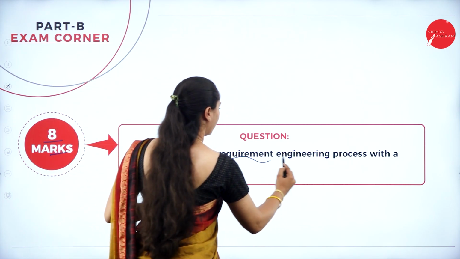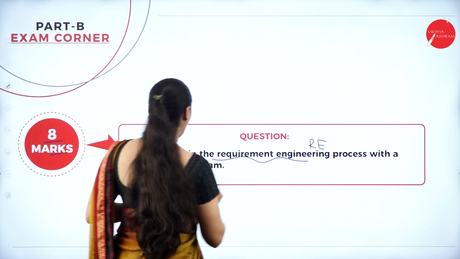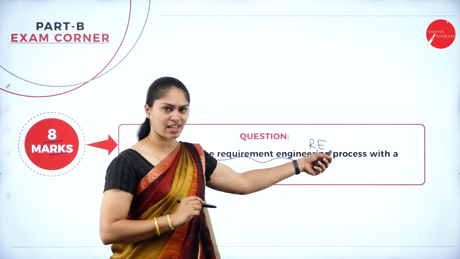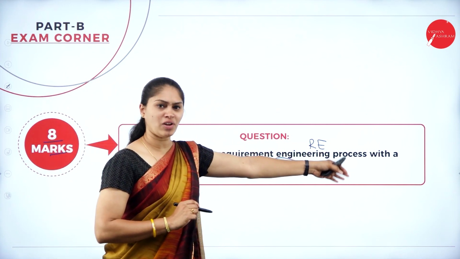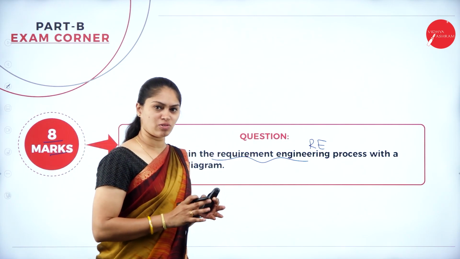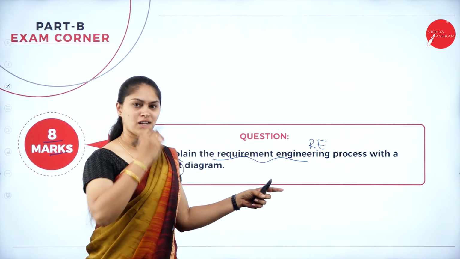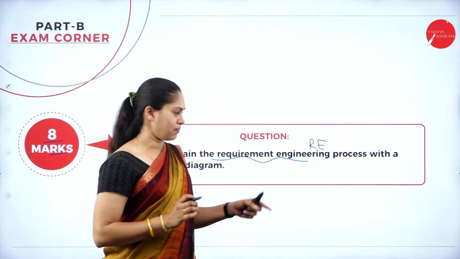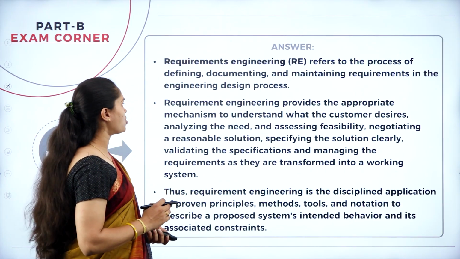Explain the requirement engineering process with a neat diagram. So here you can see that requirement engineering, in short RE, we have to explain its process with a neat diagram. So what do you need to write then? You have to explain the different stages we have, along with a diagram. We'll see the answer for this question.